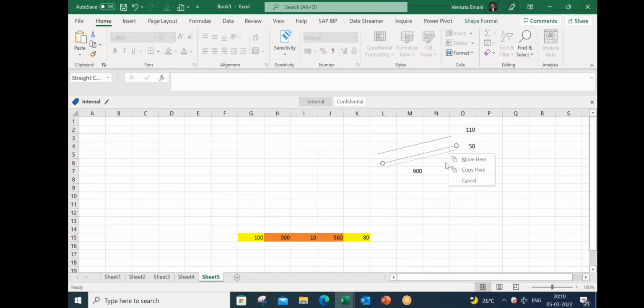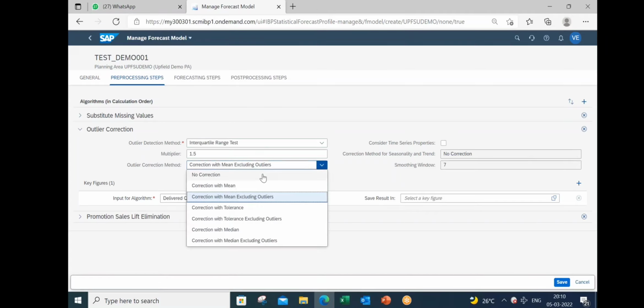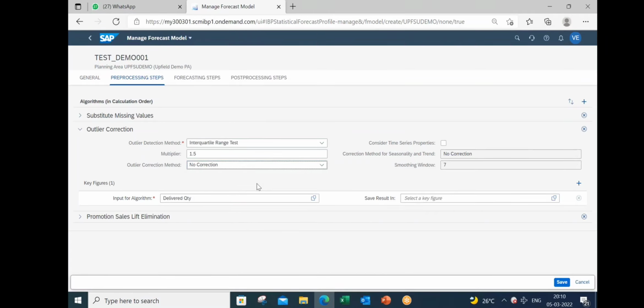So if I want to increase that limit band, you can give the multiplier more or less. 1.5 is the SAP suggested value. If you want, you can leave it or you can change it to 2, 3, whatever you want. With this outlier detection method, with IQR or variance, whatever method you select, the system will just calculate the outliers. Once the system has calculated the outliers, what do you want to do with them? No correction means the system will not do any correction. It will leave your history as it is.